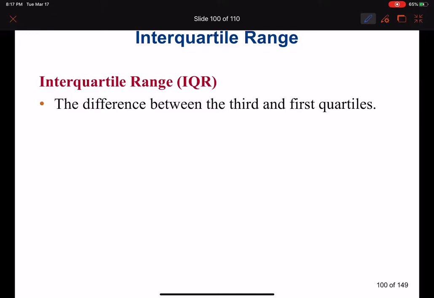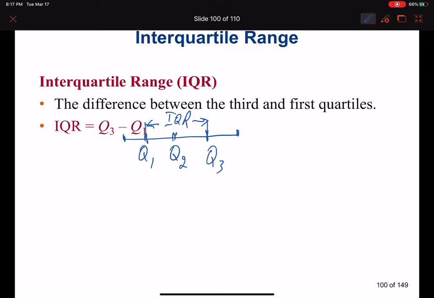Interquartile range, IQR, is the difference between the third and first quartile. So if I have here, let's say my data set, this is Q2, this is Q1, this is Q3. The distance between Q1 and Q3 we call the IQR, the interquartile range. IQR, interquartile range, is equal to Q3 minus Q1.